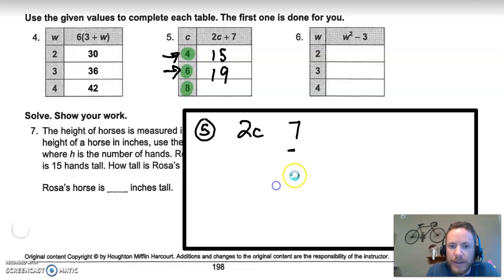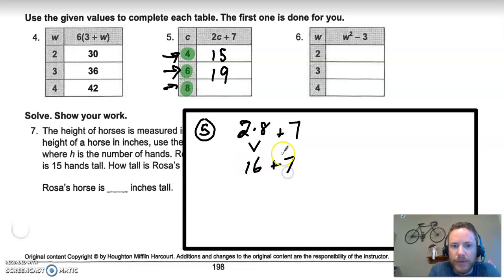Our last one is going to be 2 times 8. Where am I getting the 8? It's from right here. So 2 times 8. 2 times 8 is 16, plus 7 is 23.